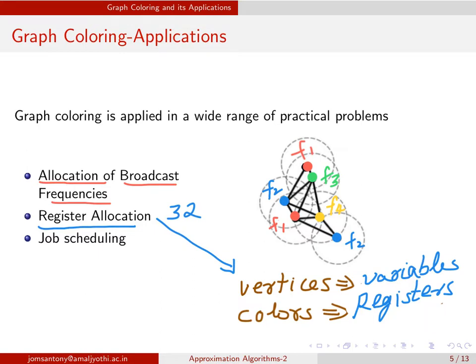Now, another application is about job scheduling. Two jobs cannot be scheduled at the same time if they are dependent, in the sense that they are using the same resources. So, such jobs should not be performed at the same time. So, in this particular example, vertices represent time slots and colors represent jobs.